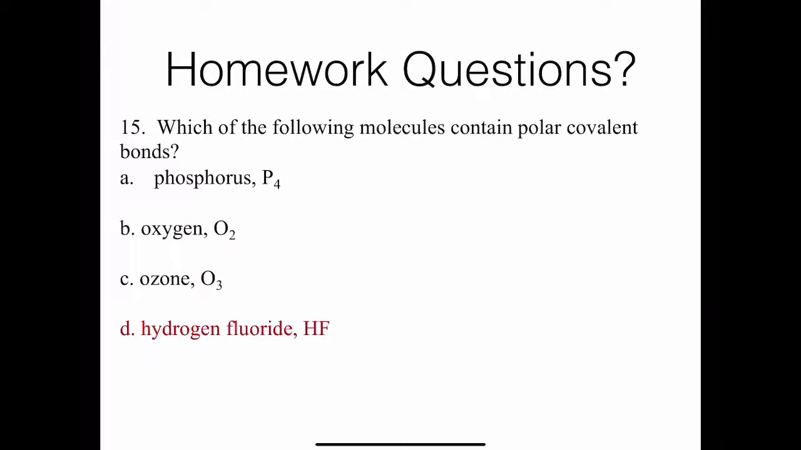Which of the following molecules contain polar covalent bonds? Hydrogen fluoride is the only one that contains polar covalent bonds. In all of these compounds, we just have one element bound to itself, essentially, the same electronegativity value, so there's going to be zero difference. The only molecule where there is an electronegativity difference is hydrogen fluoride.